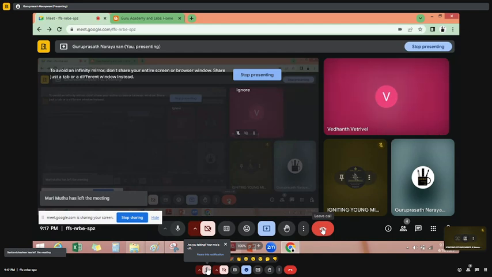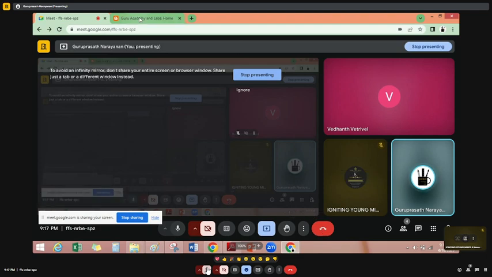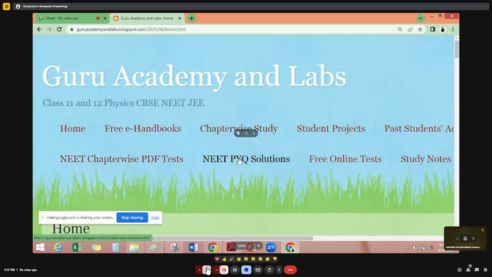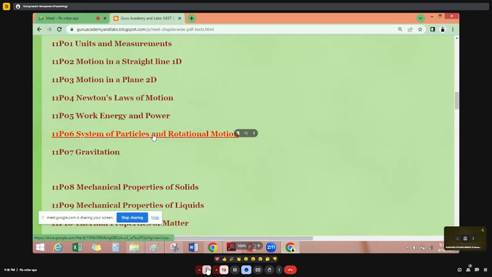Sir, what is today's homework, sir? Homework: finish this. If you have already completed this worksheet, you can start doing system of particles. It is there in the handbook. Are you seeing my screen? Yes sir. So go there and you can do this system of particles. You can try that, and then after finishing it, we can come back to Newton's laws of motion problems. Okay? Yes sir.